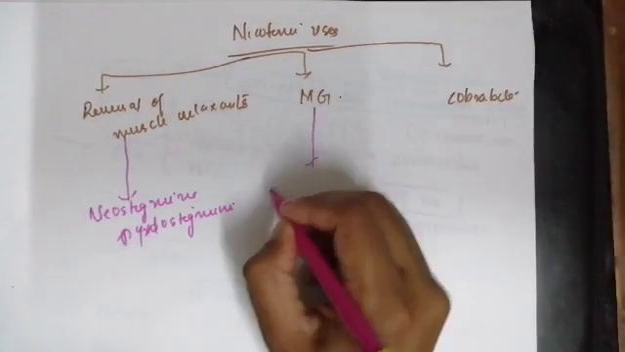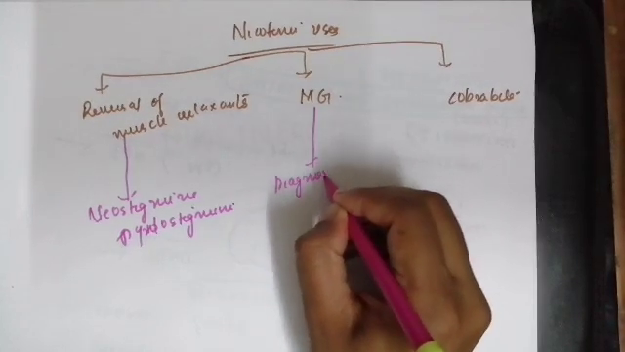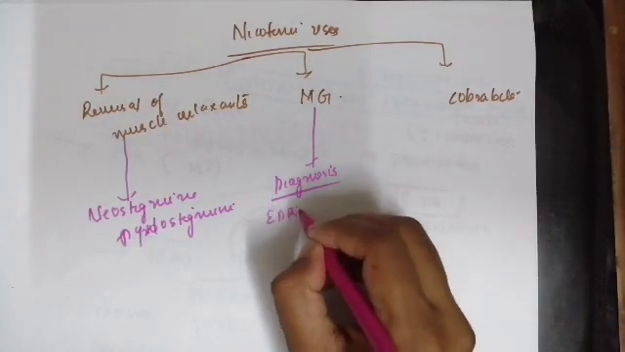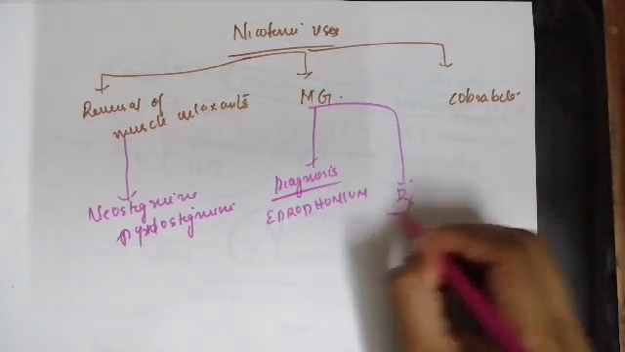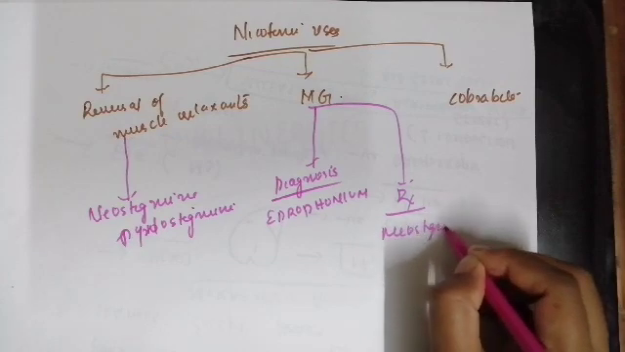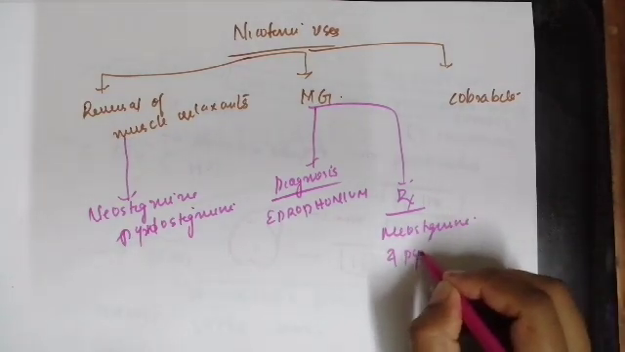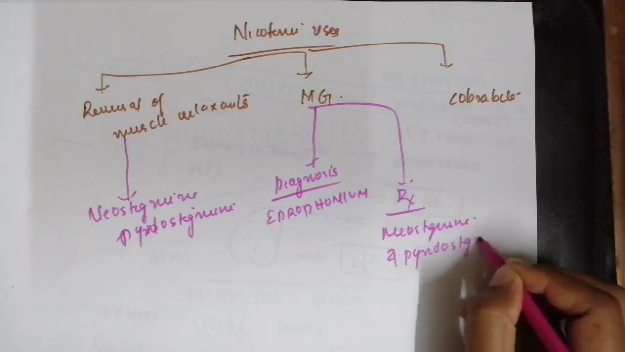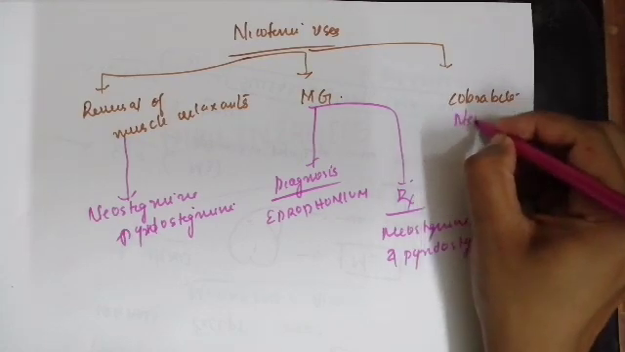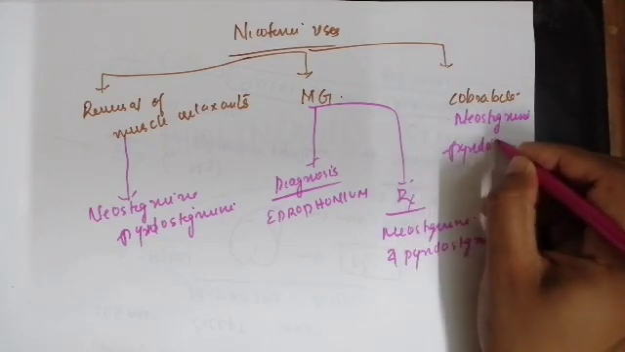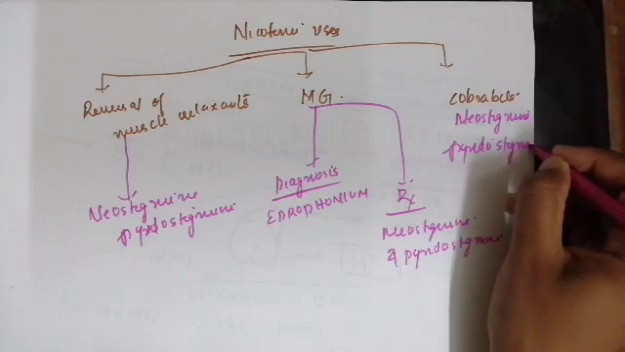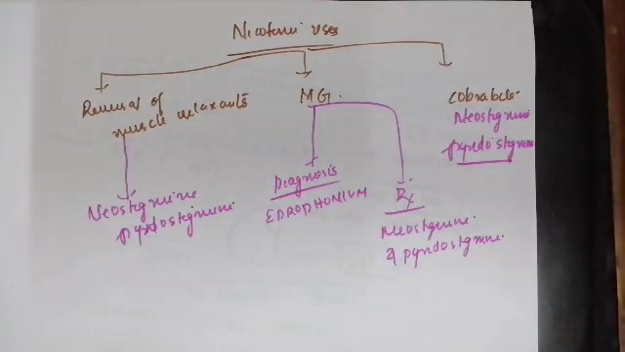In myasthenia gravis, for the diagnosis, we use the Tensilon test. In that test, which drug are we using? Edrophonium. And for the treatment, we are using neostigmine and pyridostigmine. And in cobra bite also, you are using these two drugs, that is neostigmine and pyridostigmine. So, these are the uses of cholinergic drugs. We'll be having a separate section on the organophosphates and the carbamates.